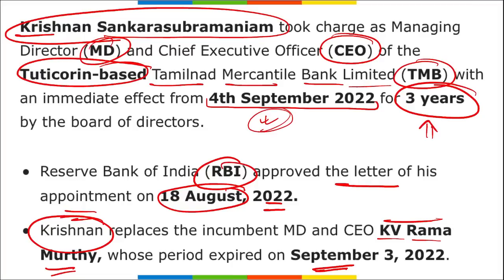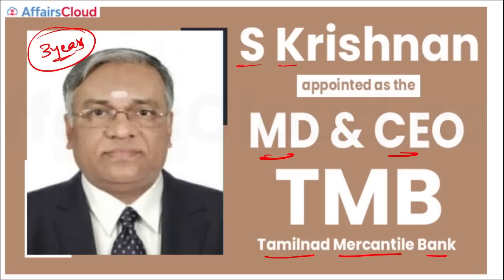In year also this question can be asked: Krishnan Sankara Subramaniam sir will become the managing director and chief executive officer of Tamil Nadu Mercantile Bank from which year to which year? That means from 2022 till 2025 he will be appointed as the managing director and chief executive officer. If we talk about S. Krishnan sir, remember he started his banking career in 1983 at Indian Bank.